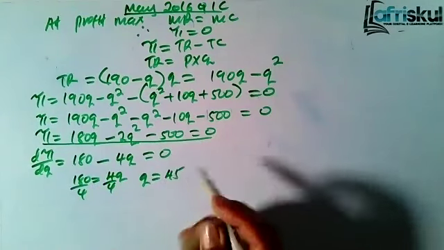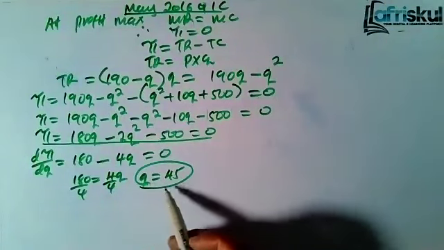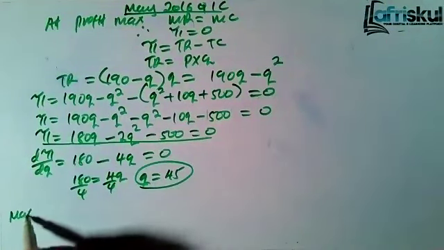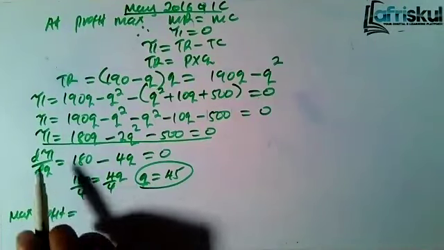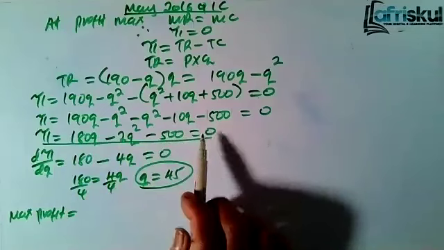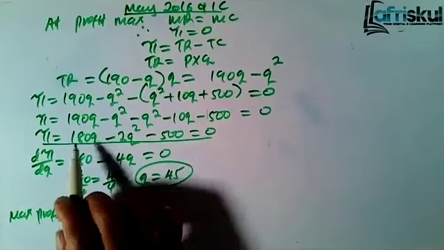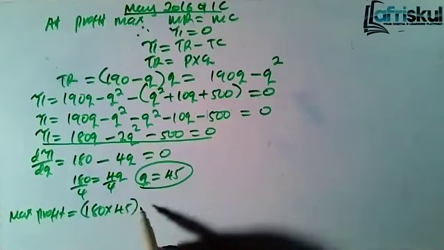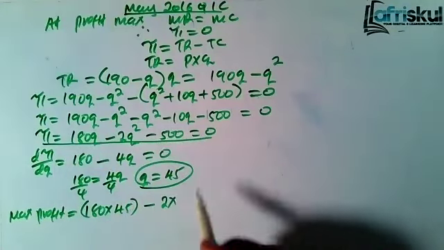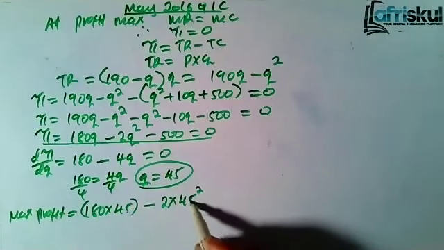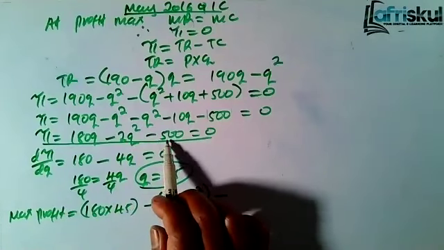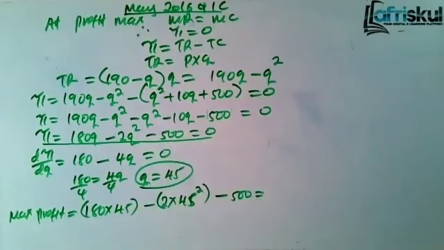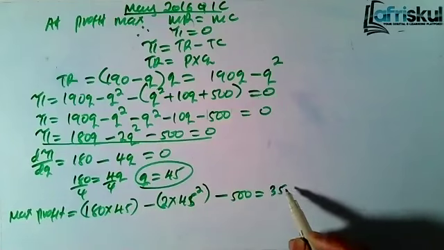It will be 45. But what did the question want? The maximum profit of the company, the maximum profit. Now, we already have the quantity. This is what we call the quantity to maximize profit. Now, to get the maximum profit, you already have the profit function. So just substitute. So it would be 180 times Q, which is 45, minus 2Q squared. Our Q is 45 squared, minus 500. So when you do that you get 3550.